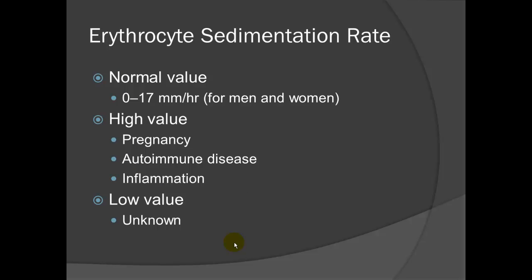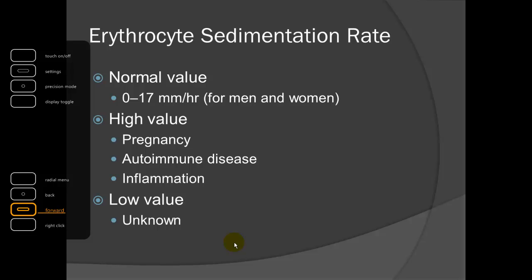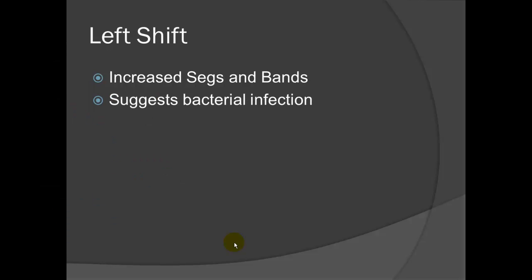Erythrocyte sedimentation rate, or a SED rate. Normal value is 0 to 17 millimeters per hour for both men and women. High value, or high sedimentation rate, would say that there's pregnancy, autoimmune disease of some sort, more specifically one that causes inflammation. A low value is unknown. We don't know what significance a low value of SED rate causes at this point.